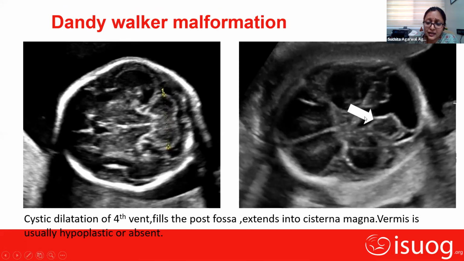If you slide your probe a little more downwards, you will find there is a communication between the fourth ventricle and the cisterna magna. So there occurs a cystic dilatation of the fourth ventricle. It fills the posterior fossa and extends into the cisterna magna. In this case, the vermis is usually hypoplastic or absent, which has to be confirmed by a mid-sagittal plane.